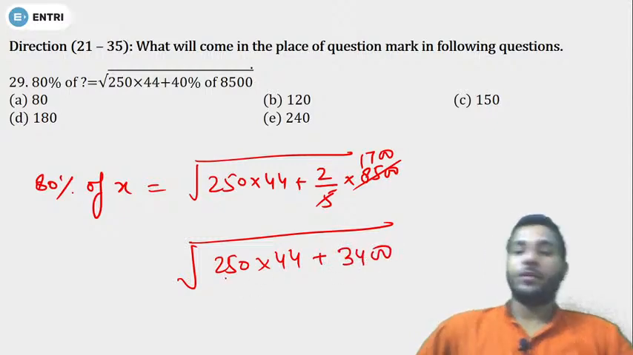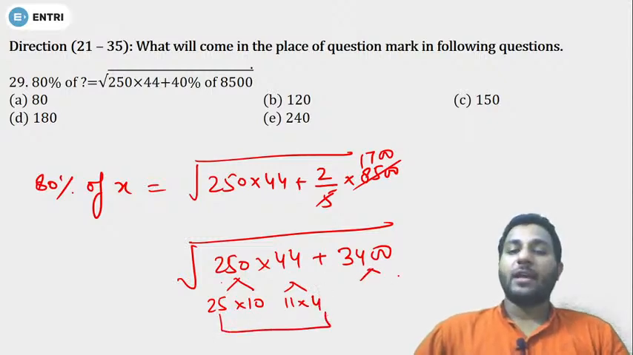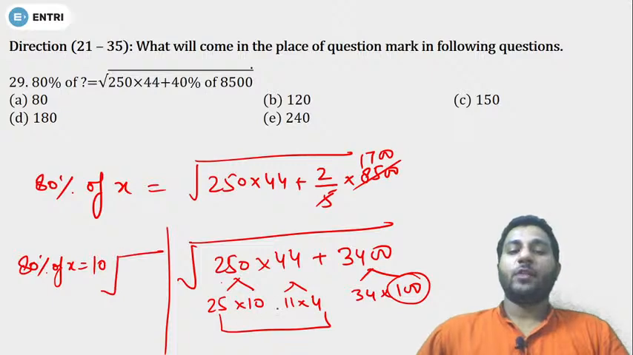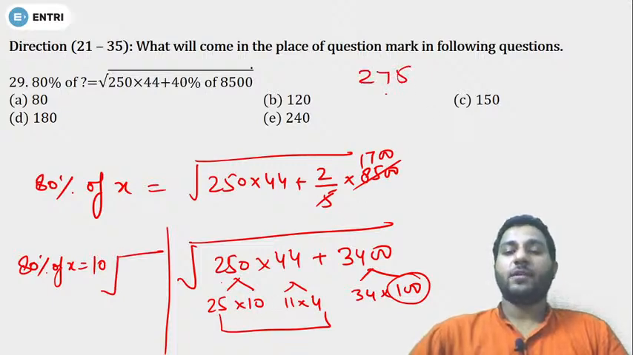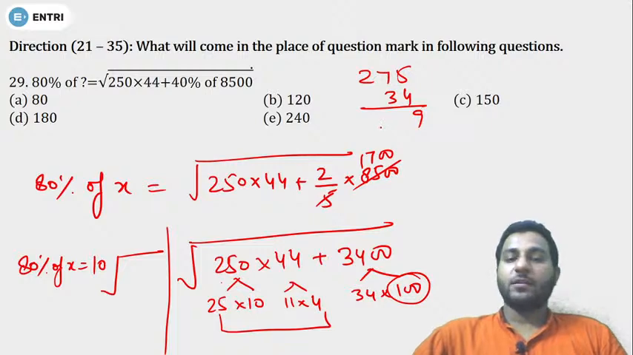So first of all, you need to understand 25 into 4. Let's divide it. 25 into 10, 11 into 4. So 25 into 4 makes it 100, and 34 into 100, which means the 100 will be common. So 80% of x equals to 10. Now let's multiply. 25 into 11, 275, plus 34, 9. Okay, you can easily find out the answer. Okay, so can I expect this answer from you?